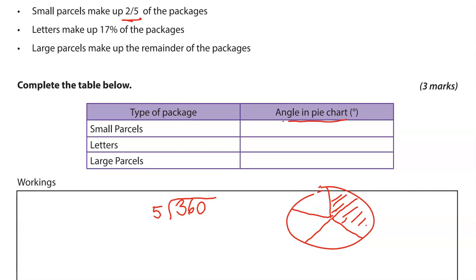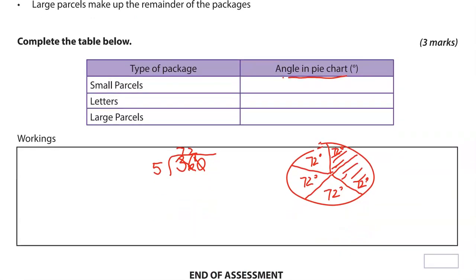So how many 5s into 36? That is 7 of them, because 7 times 5 is 35. So we have 1 remaining. How many 5s into 10? That is 2. So 72 degrees, that's just one of these slices. But we've got 2 of them, 2/5. So we're going to double that, 72 and 72. So there is 4, 7 and 7 is 14. So 144 degrees represent small parcels.